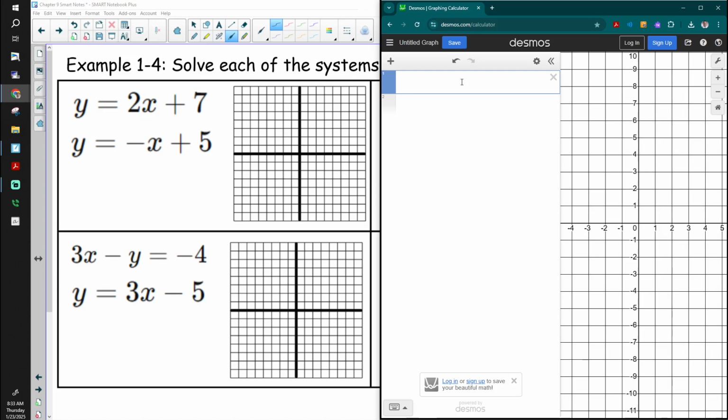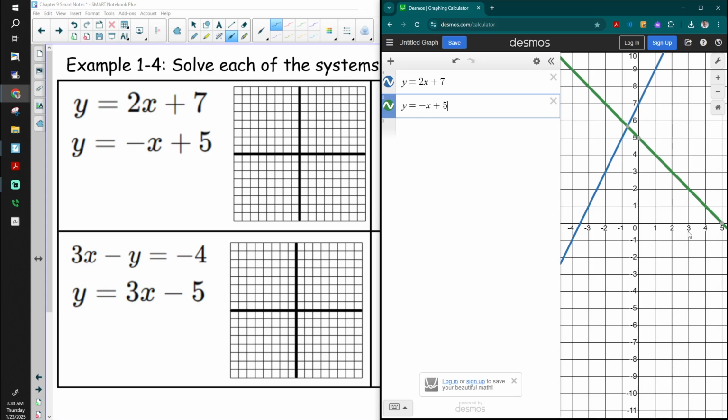Okay, so the first thing we should do is type in our system. In 2 separate lines, we're going to type in our 2 equations. Y equals 2x plus 7. In my next line, my second equation in my system, y equals negative x plus 5. Mine are blue and green. So here are my 2 equations in my system.